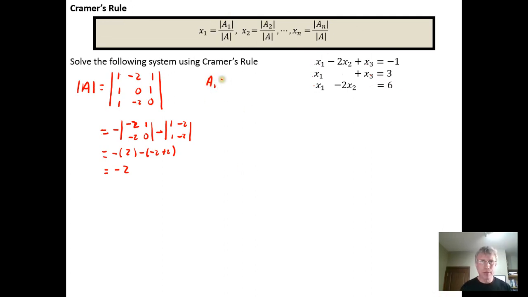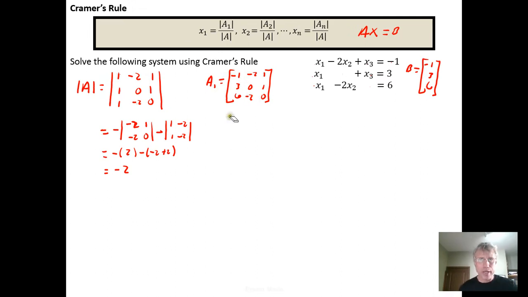Calculating A sub 1 means take your vector B. We have a system that can be written in matrix form as AX equals B, and in that case B would be equal to the column vector negative 1, 3, and 6. So for A sub 1, you replace column 1 of A with B. So we replace 1, 1, 1 with negative 1, 3, 6. And then we keep the remaining 2 column vectors unchanged. So negative 2, 0, negative 2, and 1, 1, 0.